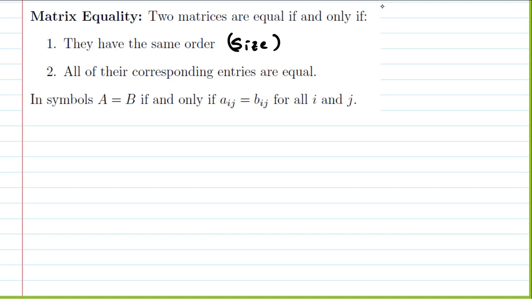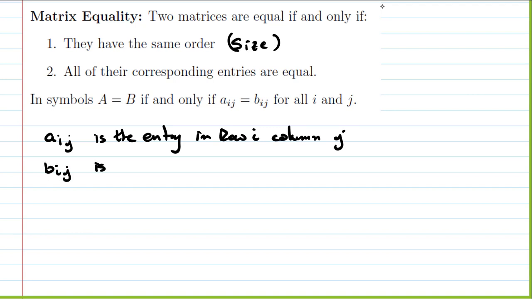So let's talk a little bit about what this means. A sub ij is the entry in row i, column j. And B sub ij is the entry in row i, column j, right? So when we write this notation, A sub ij equals B sub ij for all i and j, it says for every row and column, all of the entries are equal. So matrix equality means what you think it means. It says two matrices are equal if they have the same size and all of the stuff on the inside is exactly the same. So whatever's in row 2, column 2 of matrix A has to be the same as what's in row 2, column 2 of matrix B. What's in row 3, column 1 has to be the same as what's in row 3, column 1.